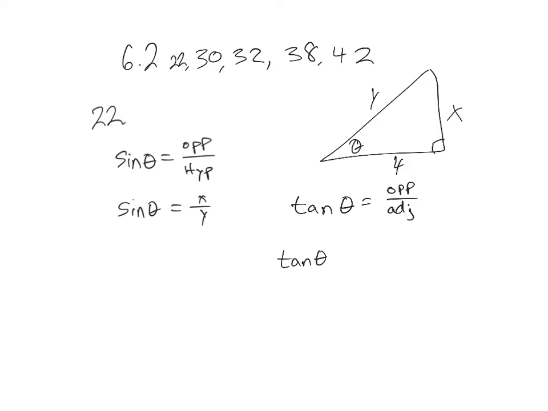Tangent of theta is equal to x over 4. And it says express x and y in terms of the trig functions. What that means is solve for x and y. So what we're going to do here is multiply by 4 on both sides, and then we get our answer. 4 tangent of theta is equal to x. So that's what x is equal to.